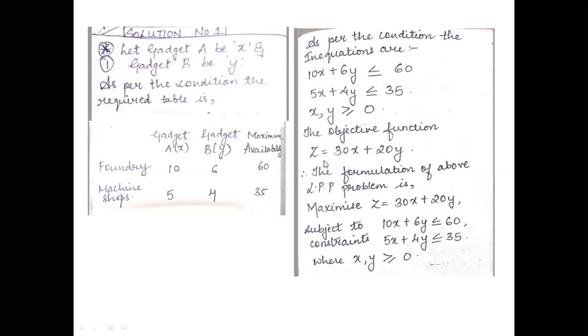Now the objective function Z, what was the objective function? To maximize the profit. So on the product gadget A, it is 30 rupees per unit, and on gadget B it is 20 rupees per unit. So Z is equal to 30x plus 20y. So the formulation of the above LPP problem is you have to write in this manner. Maximize Z is equal to 30x plus 20y subject to constraints. You have to mention your constraints, and last you have to write the non-negative constraints.